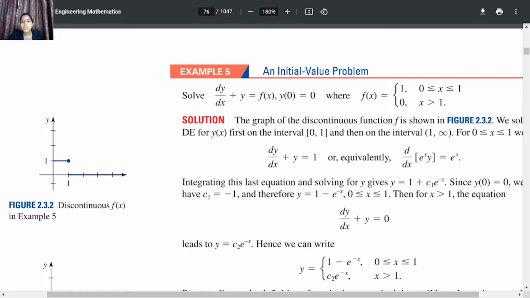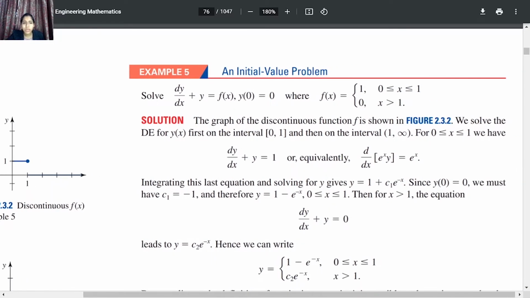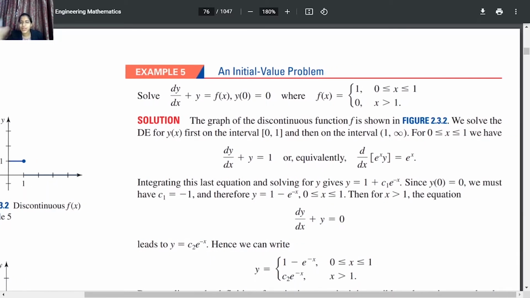So how do we solve this? We solve this separately. First we'll consider the differential equation dy by dx plus y is equal to 1 and solve it. That will give the solution in the interval 0 to 1. For all values greater than 1, the differential equation will be dy by dx plus y is equal to 0. That will be a homogeneous differential equation. So how do we solve it?